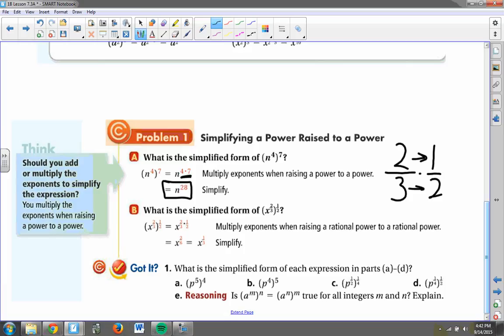So we end up here at x to the 1/3 power. Okay? So all we did was multiply our two exponents because we took a power and raised it to another power. All right?